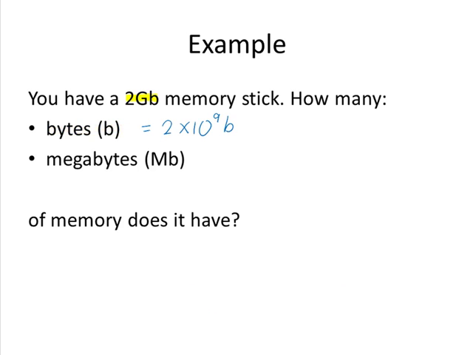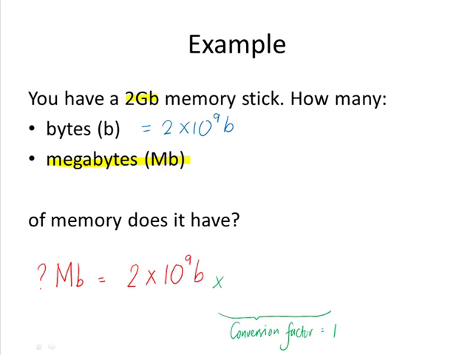Next question. How many megabytes do we have? Now we can do this in different ways. The quickest way is to use the answer from the previous question. So we're asking how many megabytes is 2 times 10 to the power 9 bytes, which is 2 gigabytes we've just seen. So we need bytes at the bottom of our conversion factor and megabytes at the top. Bytes cancel out. We know that 1 megabyte is 10 to the power 6 bytes.